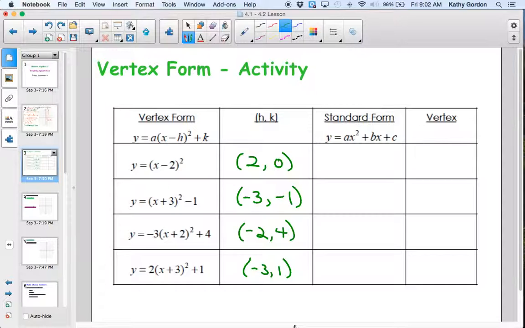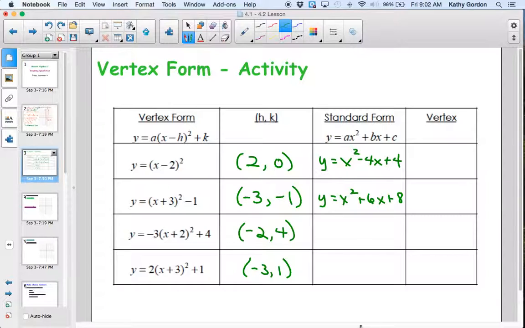Okay, then we were supposed to write standard form. So each of these, we're going to multiply it out, we're going to simplify it, we're going to get it into standard form. So we've already talked about this first one. We said that we would end up with y being equal to x squared minus 4x plus 4. So I'll go ahead and fill that in. How about the next one? If we take x plus 3 squared and then subtract 1 from it, what will we get, Emma? Y equals x squared plus 6x plus 8. Okay, everyone agree with that?